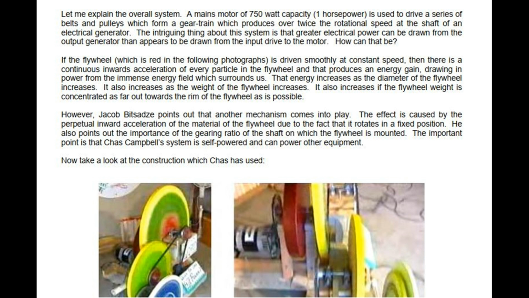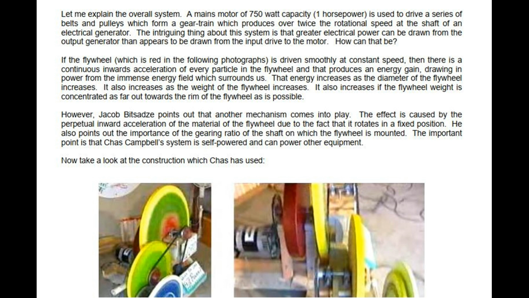The intriguing thing about this system is that greater electrical power can be drawn from the output generator than appears to be drawn from the input drive to the motor. How can that be? If the flywheel, which is read in the following photographs, is driven smoothly at constant speed, then there is a continuous inwards acceleration of every particle in the flywheel, and that produces an energy gain, drawing in power from the immense energy field which surrounds us.